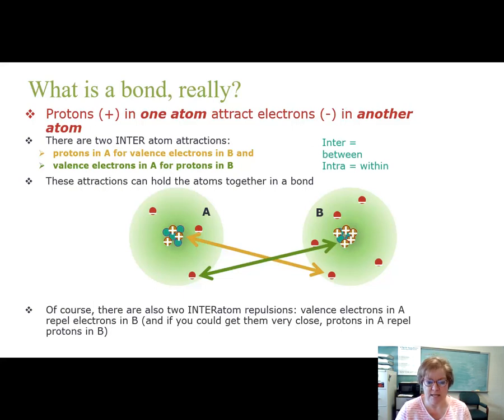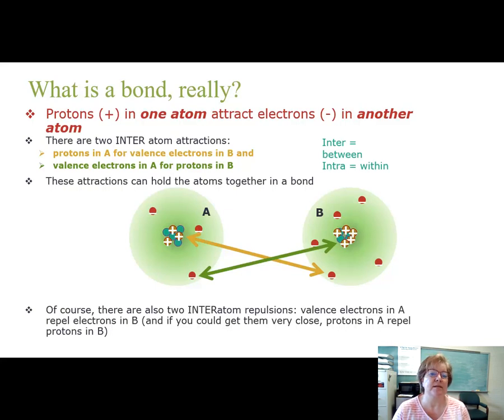A couple of things can happen. Well, of course, you also have repulsions going on, because as they get closer, the electrons in both are repelling each other, and the protons in both are also repelling each other. So it's all of these forces together; there's a happy medium in which the attraction outweighs the repulsions, and we have a favorable situation in a bond.